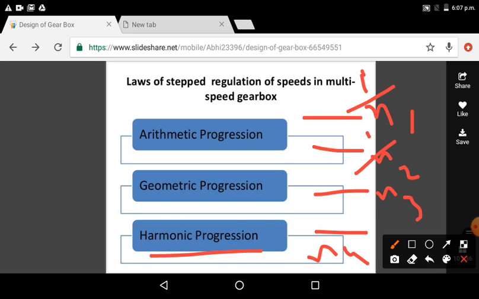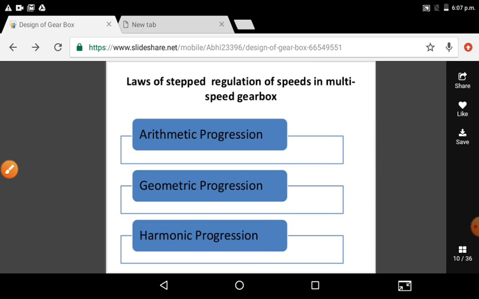So the difference between the reciprocals of two consecutive spindle speeds remains constant. As per the harmonic progression, 1 upon n1 minus 1 upon n2 is equal to 1 upon n2 minus 1 upon n3, which is equal to 1 upon n3 minus 1 upon n4, right? All the values you get are equal. So these are the three laws.